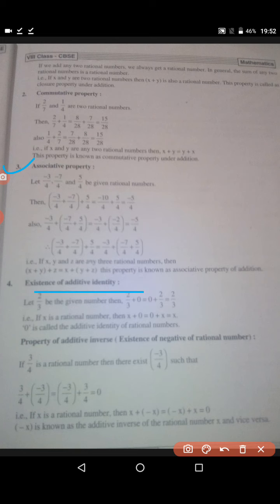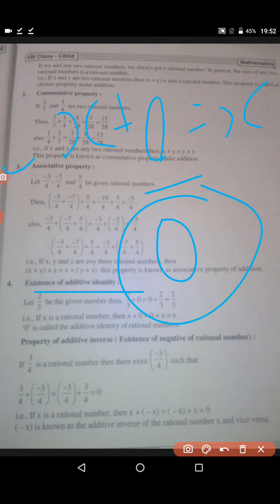Now looking at additive identity. Additive identity is nothing but: x is the number, if I add something, what should I get? The same number x. Which number if I add? 0. That 0 is the additive identity. That's all.